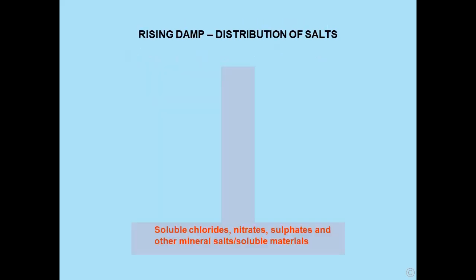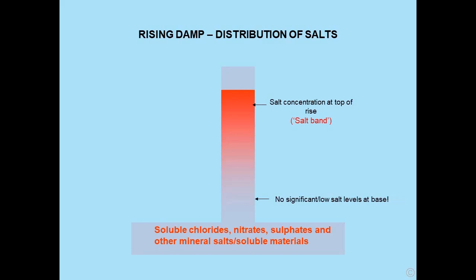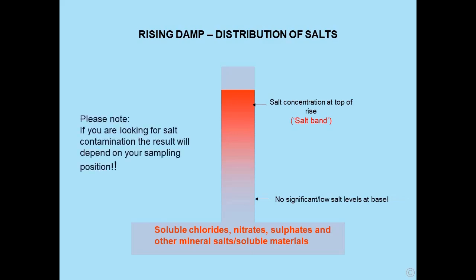So we know from earlier on we get salts distributed in rising damp. Those are groundwater salts. All kinds of materials are present: soluble chlorides, nitrates, sulfates and other mineral salts and soluble materials. And with the rising water over a very long time, usually, we get a build-up of these salts. And the typical distribution, we get a salt concentration at the top of rise, known as the salt band, and no significant levels, typically at the base of a wall. And very important, if you are looking for salt contamination, the result will depend on your sampling position.